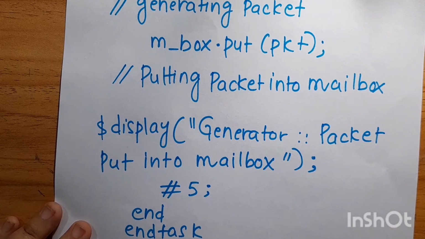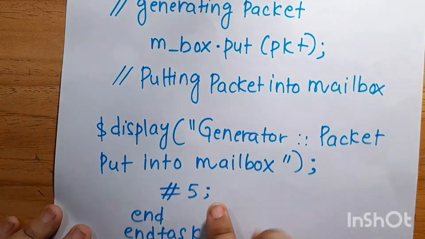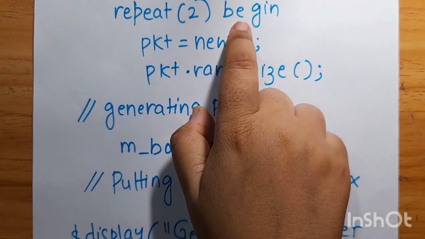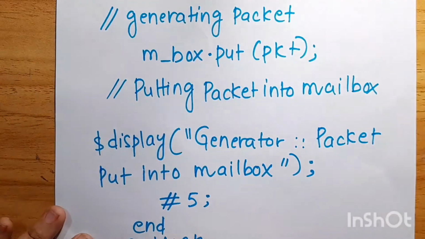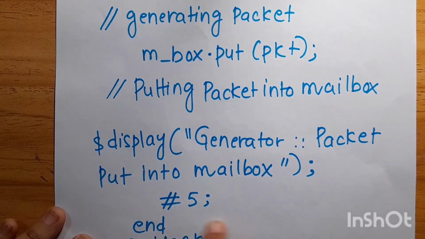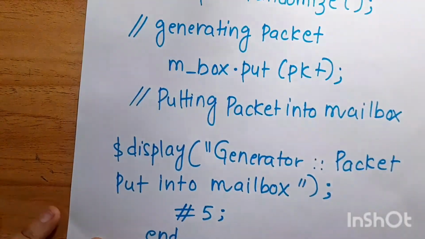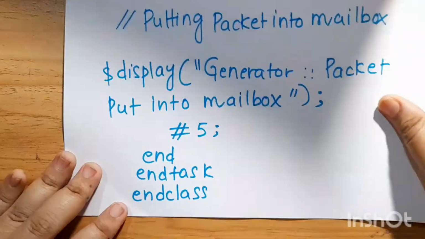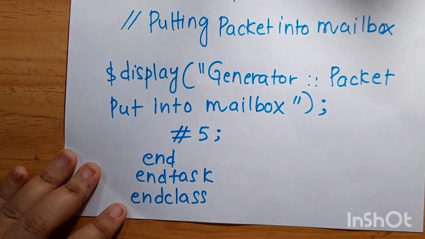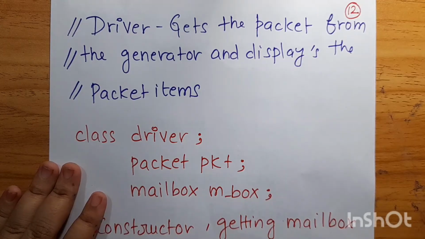So once the packet is put into the mailbox, we will display this message, then #5; we will wait for 5 time units, then end. For this begin, after the repeat, we have the end. Then we have endtask for the task run, and then I have endclass for the generator class.